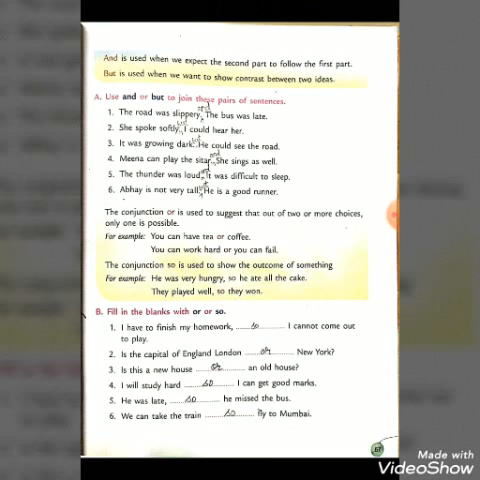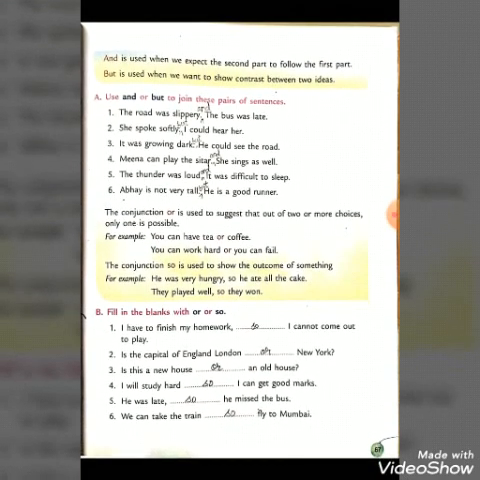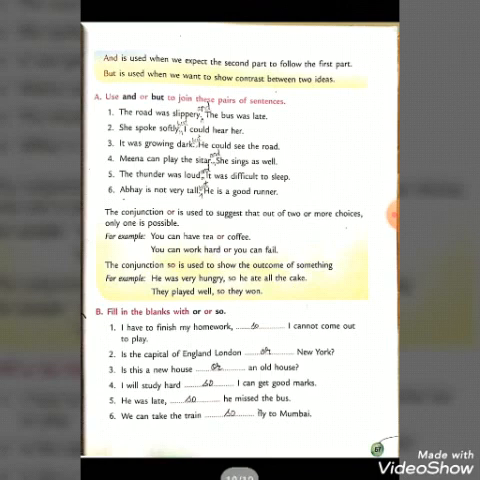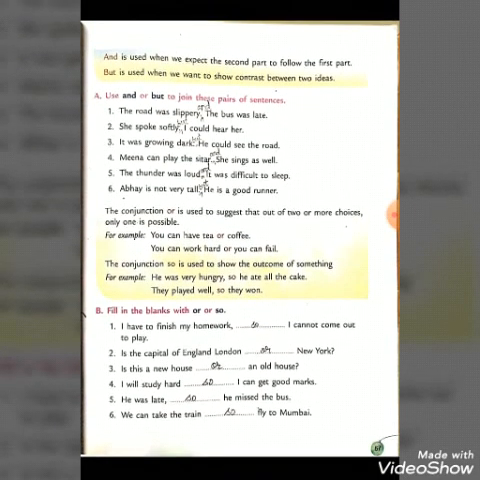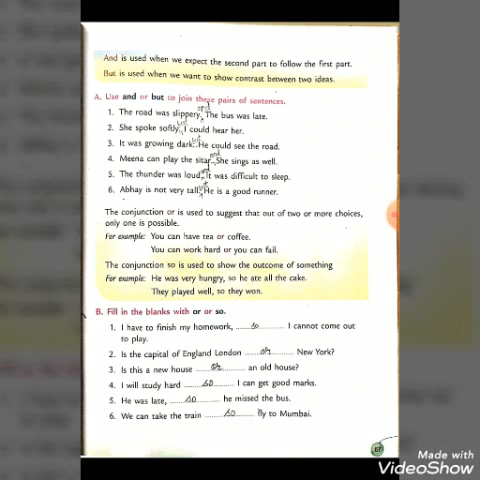Now the next thing: the conjunction "so" is used to show the outcome of something. For example, here you can see: he was very hungry, so he ate all the cake. Here you can see the conjunction "so" is used to show the outcome. How? Here he was very hungry, that is why he ate all the cake. It is the outcome.